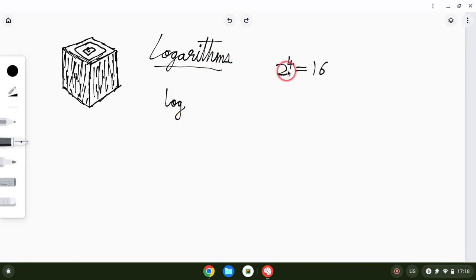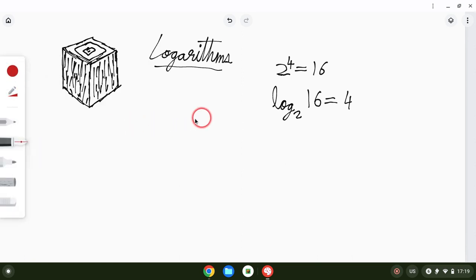But yeah, if you were told that 2 to the power 4 is equal to 16, and you were told to write it in log format, how would you write it? Well, we have the 4 come on this side, so let's get the 2 over here. I'm going to write it as a log: log base 2 of 16 equals 4. It's pretty much simple.